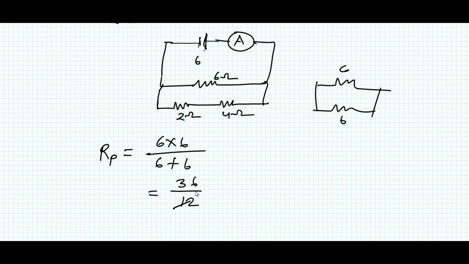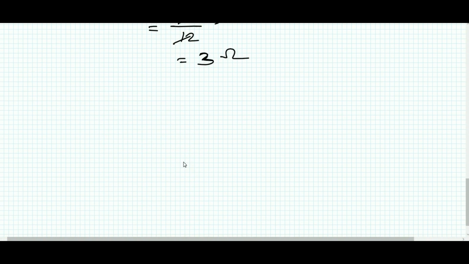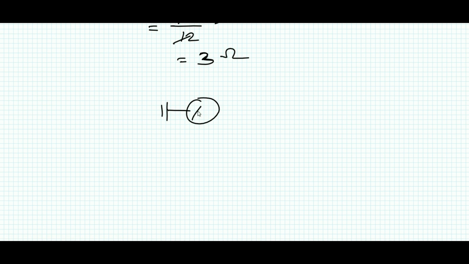36 by 12 is equal to 3 ohms. Sorry, 3 ohms, right? So the effective resistance of the circuit becomes 3 ohms. The circuit becomes this. Now it is very simple to calculate the current across this circuit, and the ammeter reading means we have to find the current across this circuit.